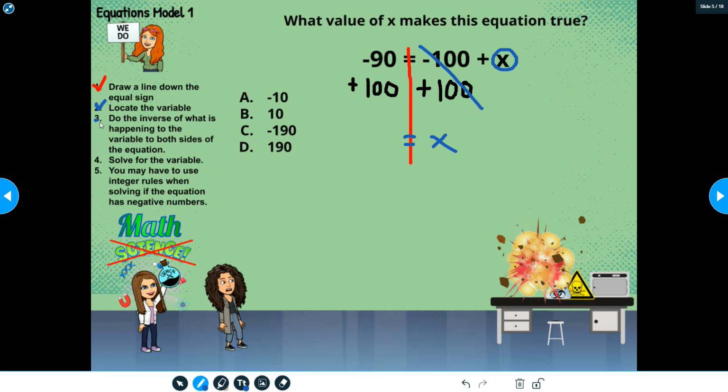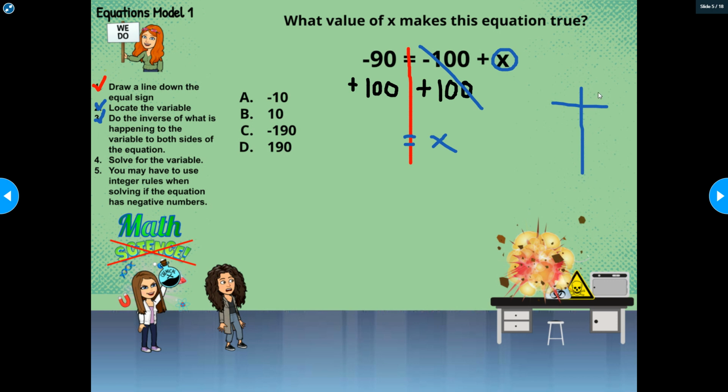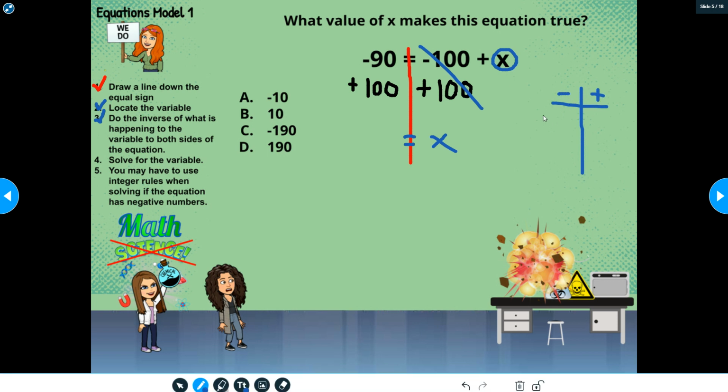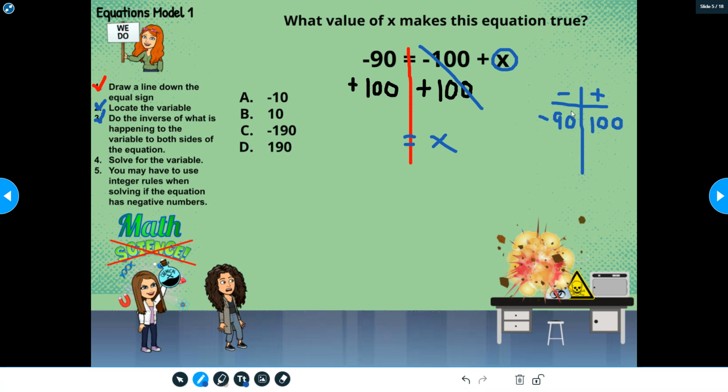So we've done step 3. Now we're just solving for the variable. It also says you may have to use integer rules when solving if the equation has negative numbers. Well, this equation does have negative numbers, and so this is negative 90 plus 100. We have to do a t-chart here to determine what's going to happen. So positive, negative. Negative 90, positive 100. They're on different sides of the t-chart.